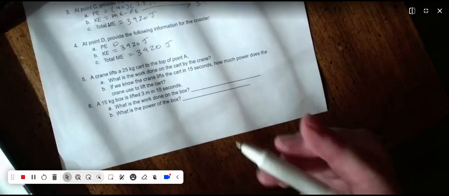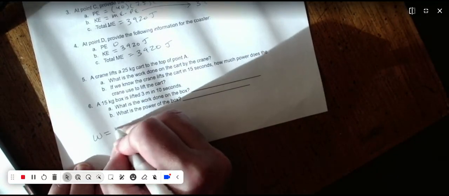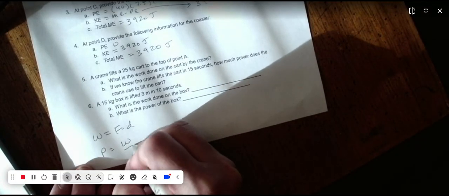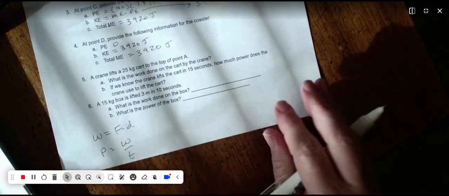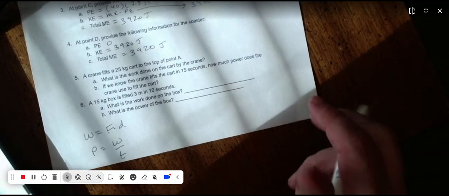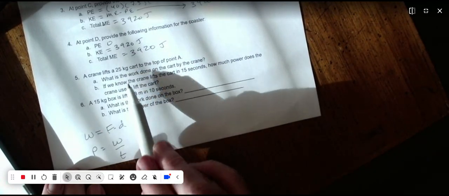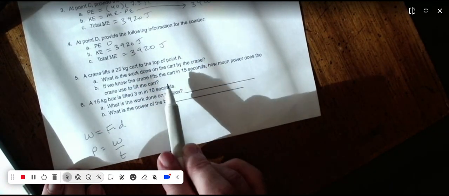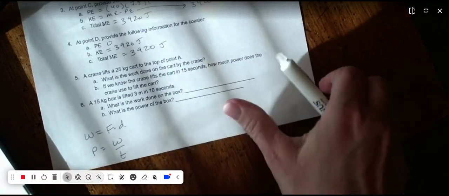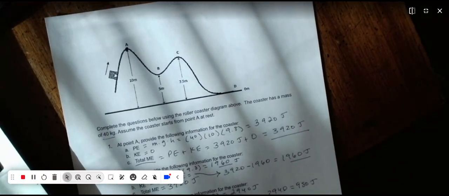Remember, work is our force times a displacement. That's also equal to a change in energy. And then power is work divided by time. That's the rate at which we do work. So a crane is lifting a 25 kilogram cart. What is the work done? And they're lifting it to the top of point A on the same roller coaster, so it's a 10 meter height.